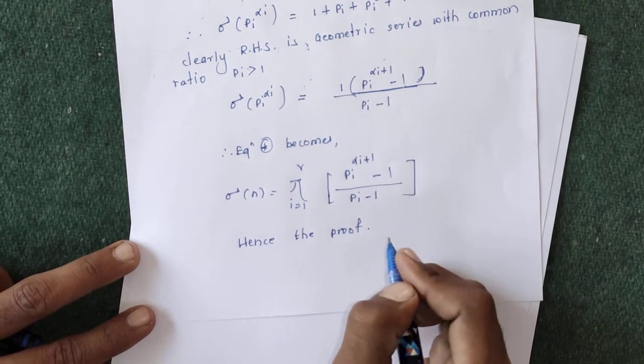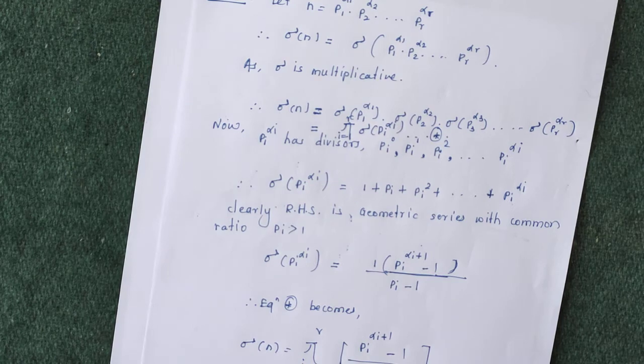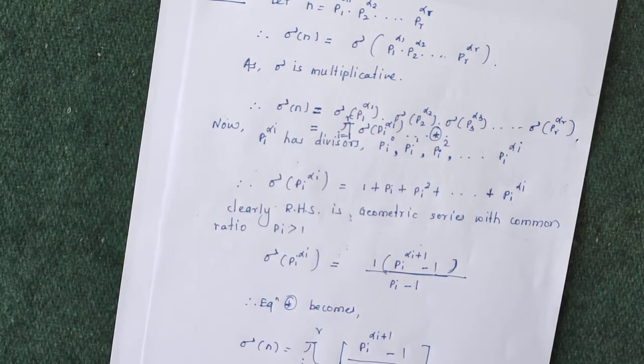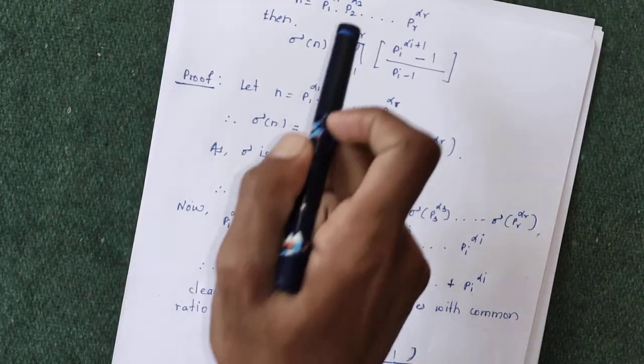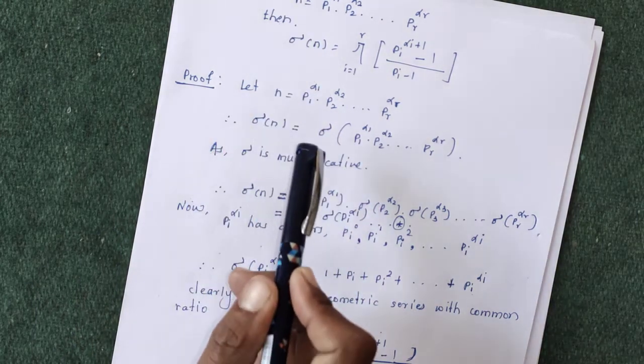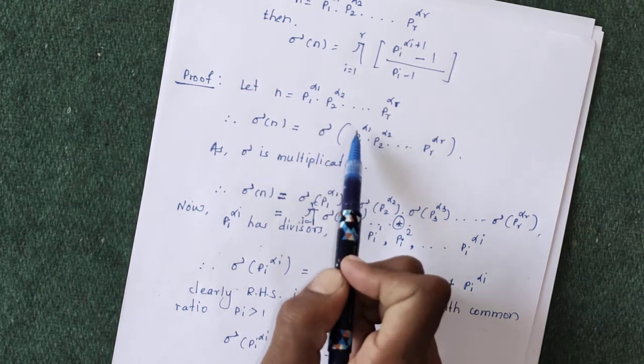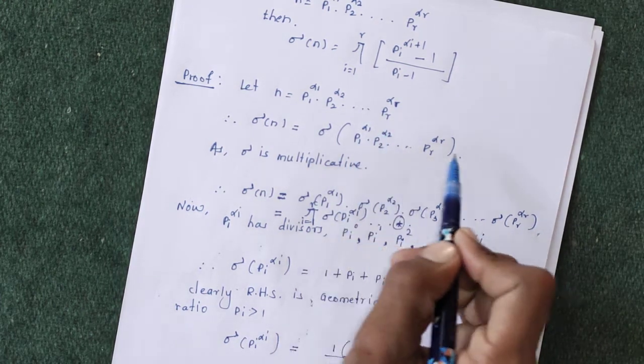In this proof we use just one result, one remark, that sigma is a multiplicative function. We have given n in the canonical form of p1 raised to alpha 1 up to pr raised to alpha r. Just applying sigma on both sides, we get sigma of n. Since sigma is a multiplicative function, we give sigma to all those numbers separately.